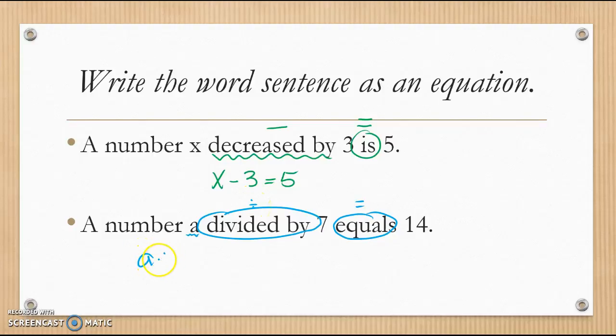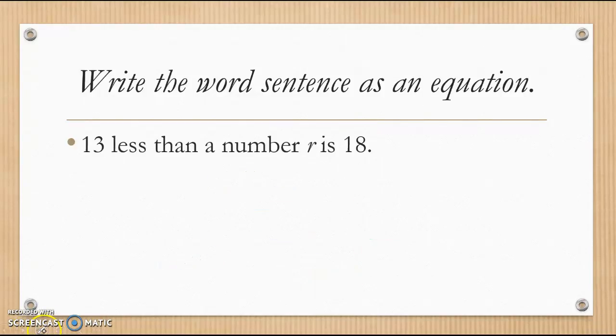We could write a with our division sign, 7 equals 14. And while that is correct, the most common way you're going to see this is a over 7. So in fraction form, because remember that fraction bar means division. And we're going to set that equal to 14. Okay, let's try a third one.